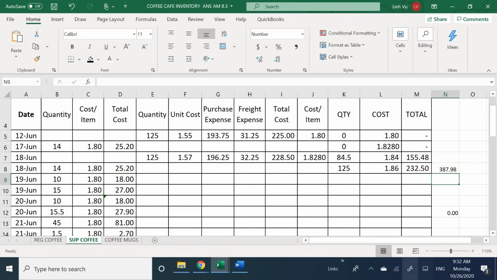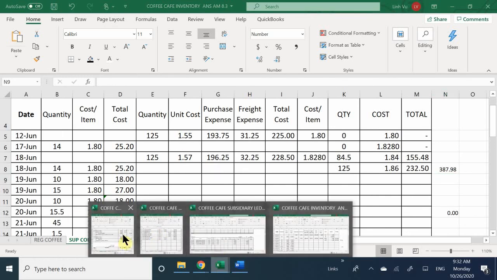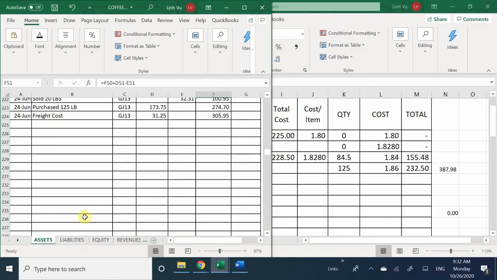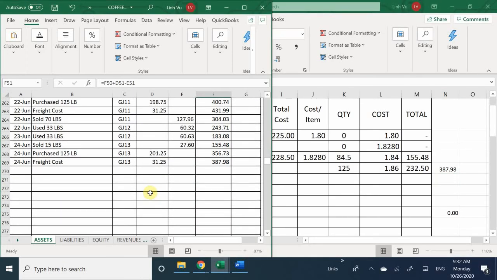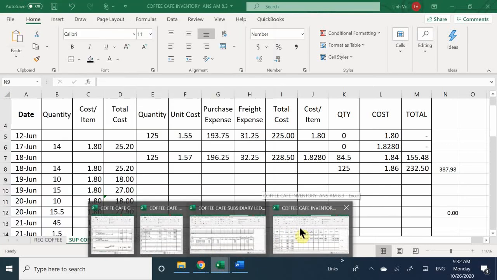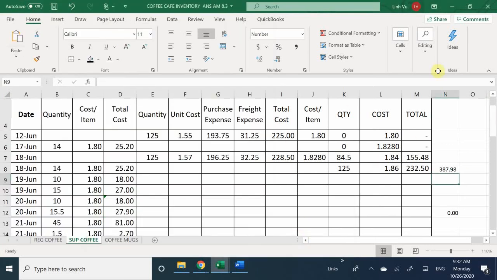$369.50. 367.98. What did you say? 155, 48, 232.50. 387.98. 387.98. And that should match your ledger. Let's see what your ledger says. Your ledger says that we have 287.98. Right? So Tennyson, is there a miscalculation somewhere? No, it's okay. 387.98, right? Perfect.